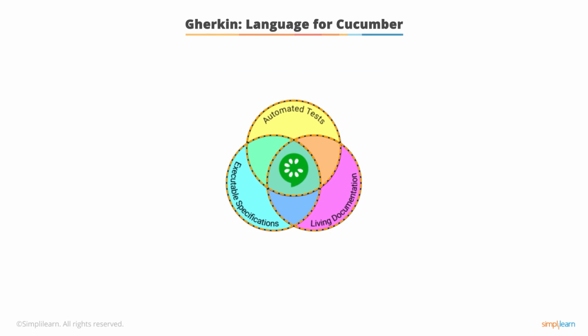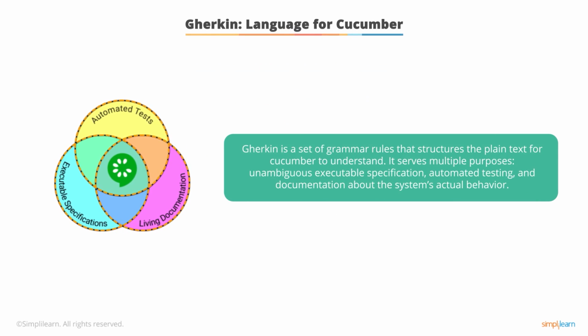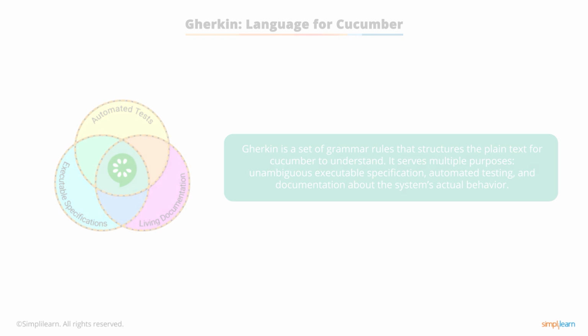Gherkin, a language for Cucumber. Gherkin is a set of grammar rules that structures the plain text for Cucumber to understand. It serves multiple purposes. Gherkin provides unambiguous executable specification, automated testing, and documentation about the system's actual behavior.